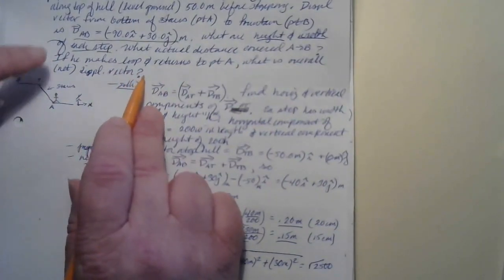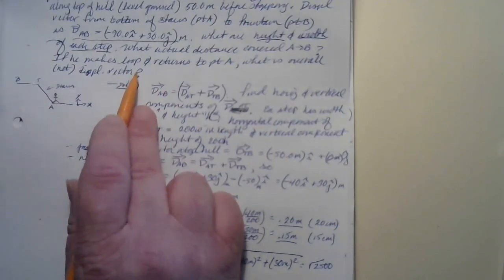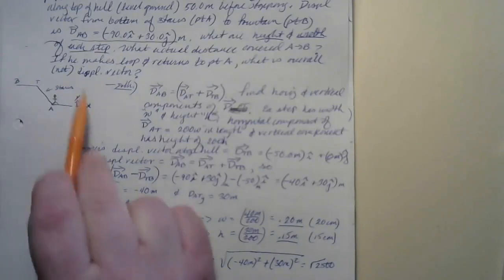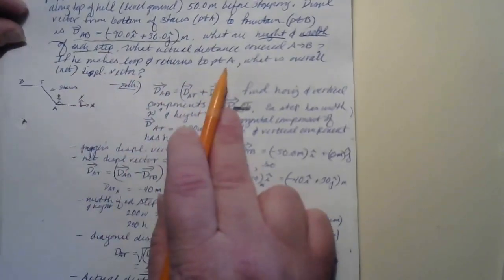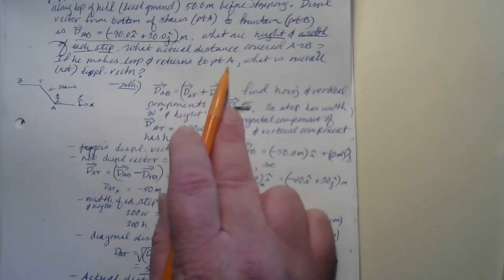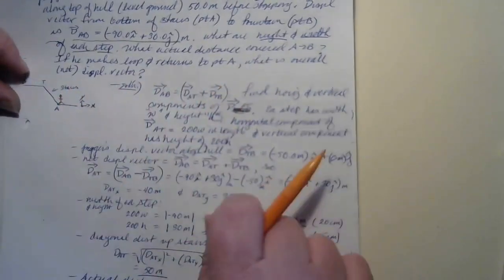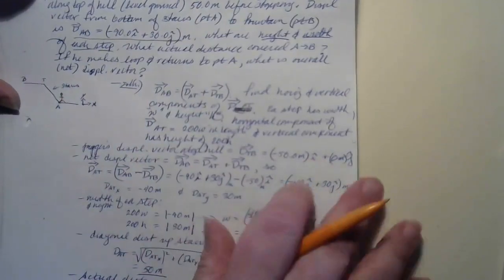Actually, that one right there, that last question, we should be able to answer that without doing any work at all. Because remember, whenever you end up where you started from, your net displacement is 0. So if he makes a loop and returns to point A, regardless of what route he takes, his overall or net displacement will be 0. So we got that part done right up front.